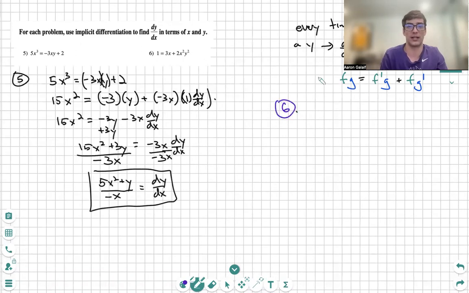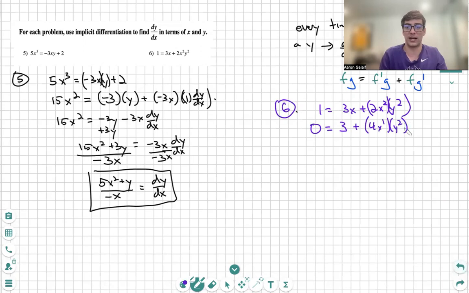So let's go over number 6. Rewrite the equation, please. And we're going to just jump straight into it. Deriving the left side, we get a 0. Deriving 3x, we get a 3. Now we have our product rule like we've discussed before. Derivative of the first one, 2 times 2 is 4. 2 minus 1 is 1. Keep the second one.